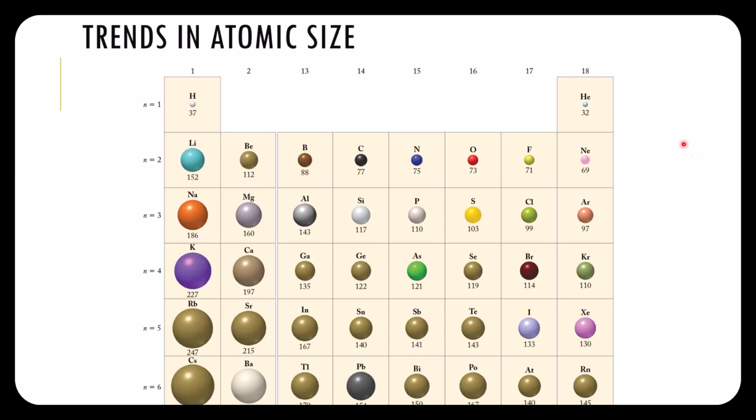So that's what's happening as we go from left to right on the periodic table. Those electrons are getting pulled closer and closer to the nucleus. And then we add an energy level, and they get pulled closer, closer, closer, add an energy level, closer, closer, closer.